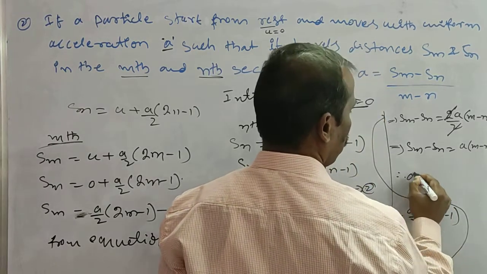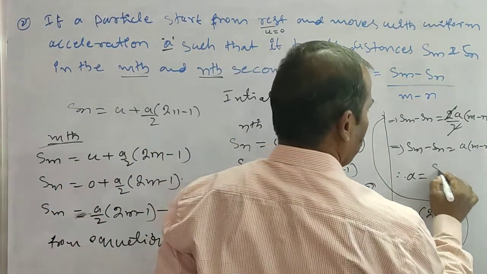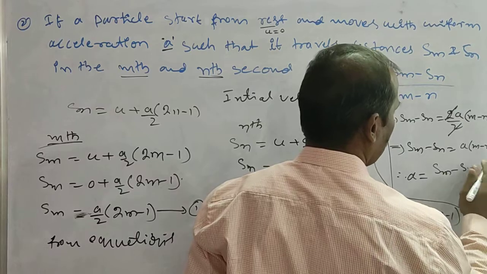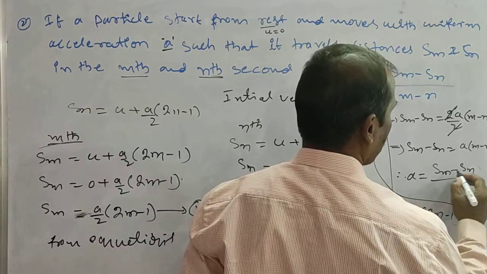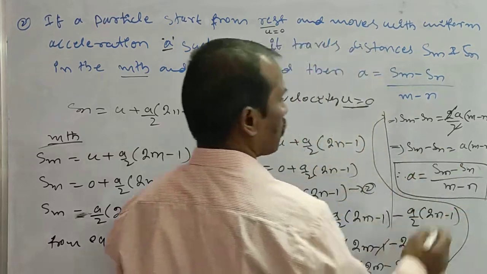So therefore the uniform acceleration of the particle a is equal to, finally, Sm minus Sn by m minus n. This is the answer. Okay, this is the final answer.